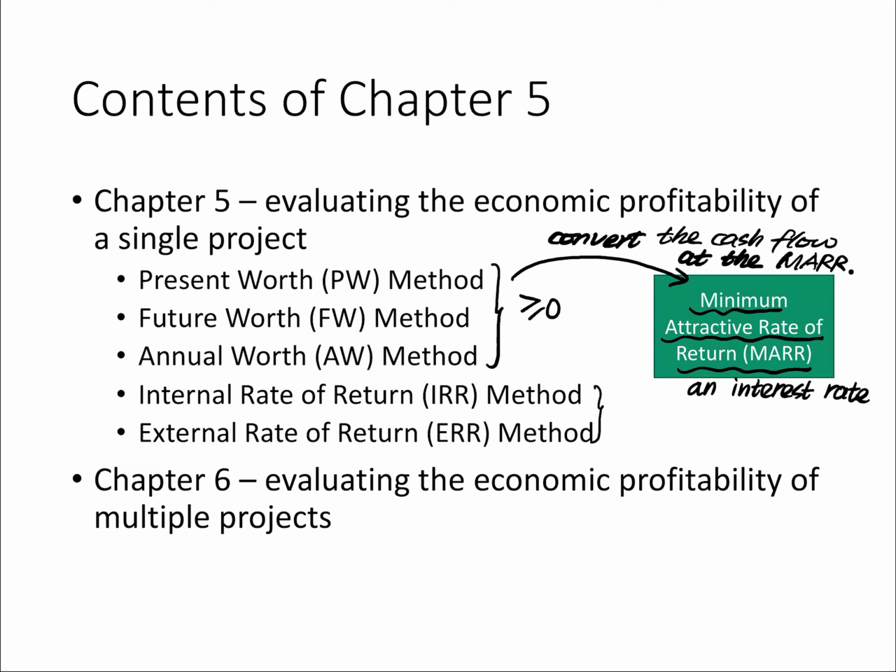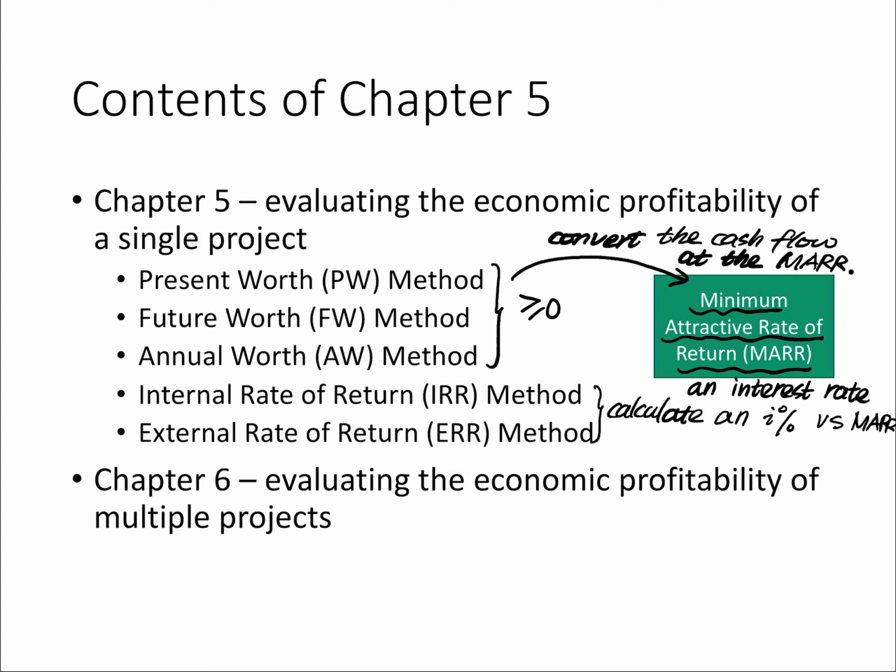Another two methods are called internal rate of return and external rate of return. Okay, so for these two methods, the goal is to calculate some interest rate. So you're going to calculate an interest rate and compare that with your MARR. Okay, you want to see if it's higher than your MARR or lower. If it's higher or equal, then you will say this is a good project, because MARR is really your bottom line. It's the interest rate.